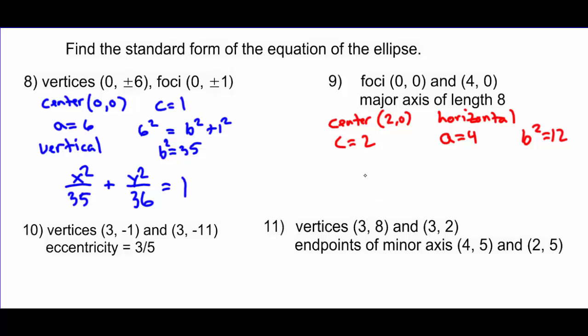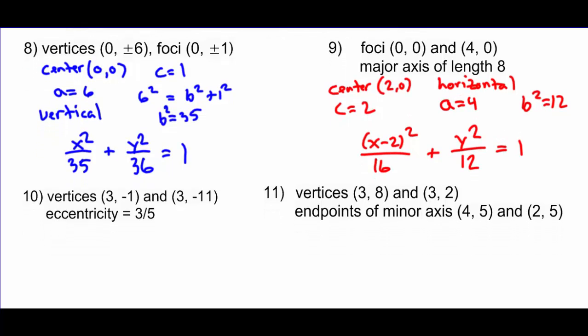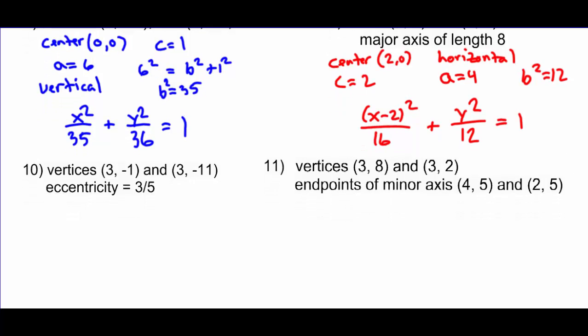Hey folks, we're ready to set this thing up. I usually like, again, to start by marking the center and leaving denominators blank just momentarily, because it's always going to be like that, right? The center is (2, 0), so it's x minus 2 squared plus y squared. Now let's talk about denominators. We said this is horizontal, so the larger value, the a value, should be connected to x. And if a is 4, then this is 16. This is 12. And what we have there, folks, is a lovely standard form ellipse equation.